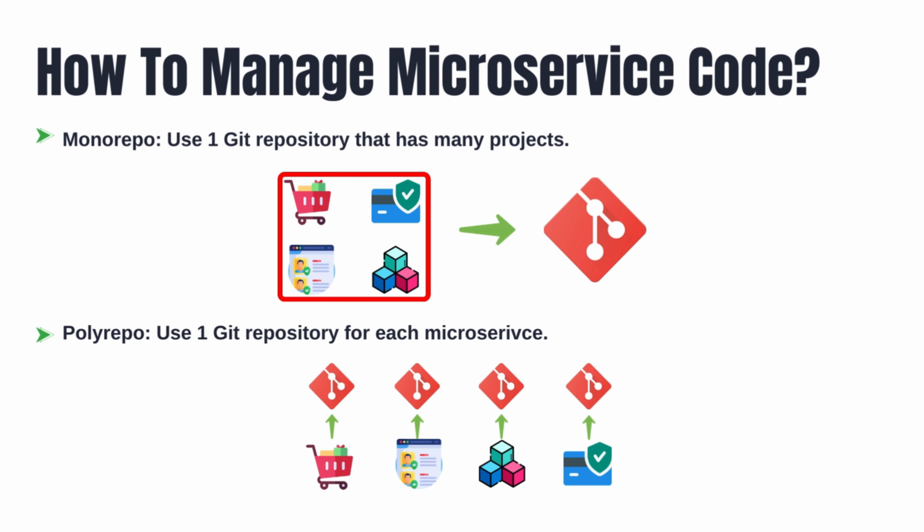And finally, we're going to discuss how companies manage microservice code. The first way is monorepo. That means we use one Git repository that has multiple projects, and each project is responsible for a single microservice. The second way is polyrepo. So we use one Git repository for each microservice. And this is a more popular way that companies often use to develop microservice code.